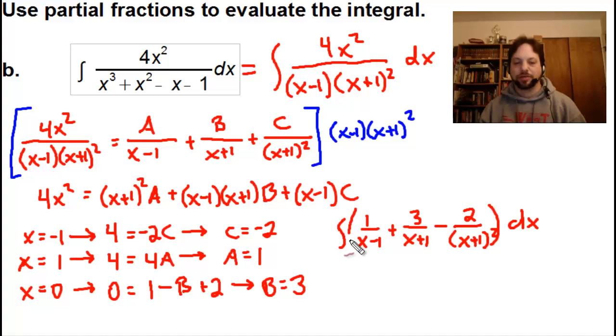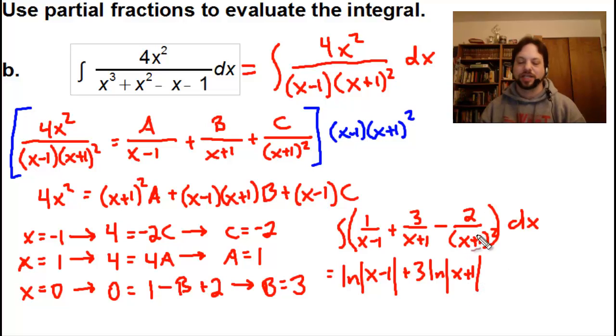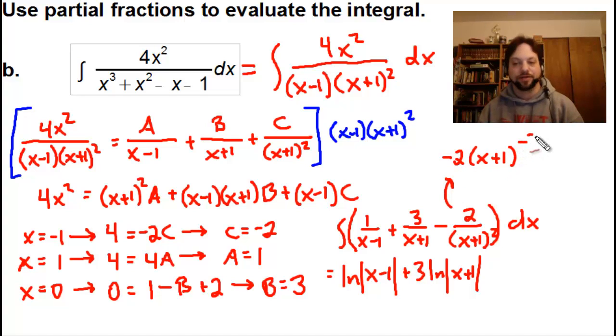Well, 2 of those are going to be very easy to integrate. The third is moderately easy. And let's see, what I'm going to end up with here is the natural log of x minus 1. In this middle term I'm going to end up with 3 natural logs of x plus 1. And then on this last term, it'll be much easier if you consider this to be negative 2 times x plus 1 to the negative 2. If you think about it that way, it's going to be much easier to handle this one.